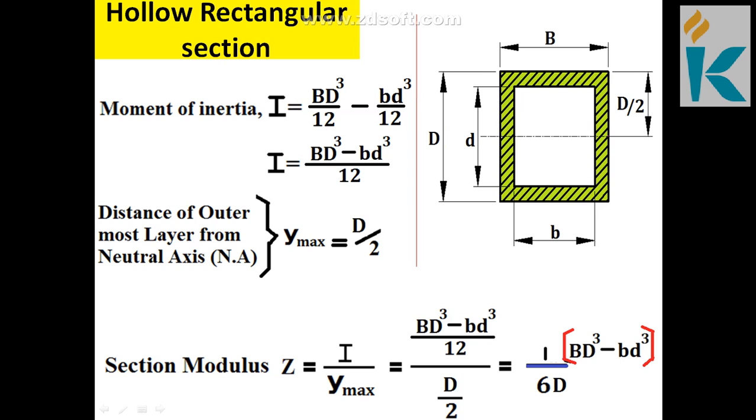Then as usual, y max equals capital D by 2. Substitute the two equations in the section modulus equation, Z equal to I by y max. So finally you get Z equal to 1 by 6D times (B D cube minus b d cube) as the final answer.